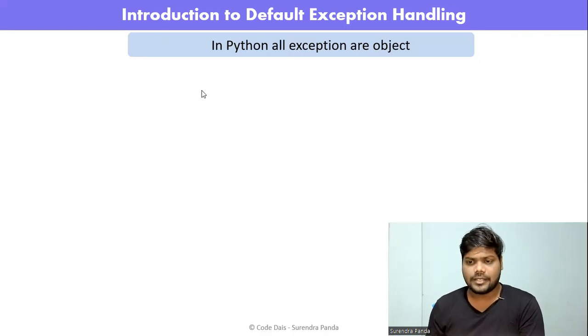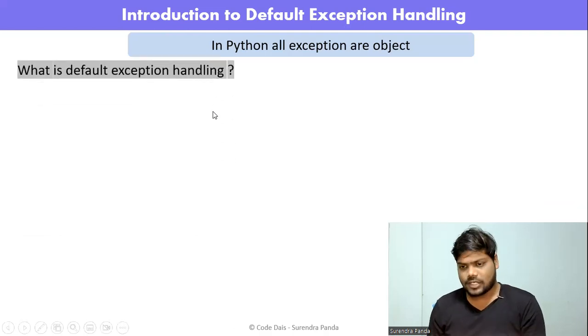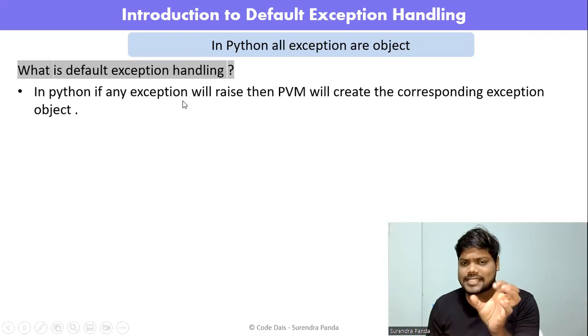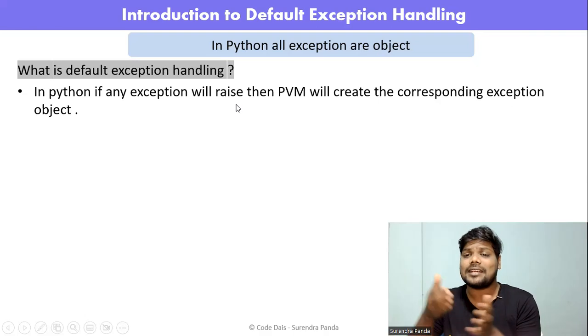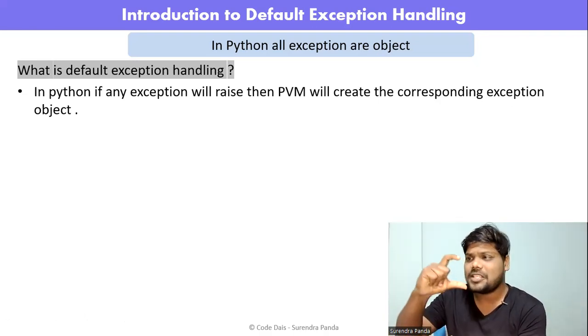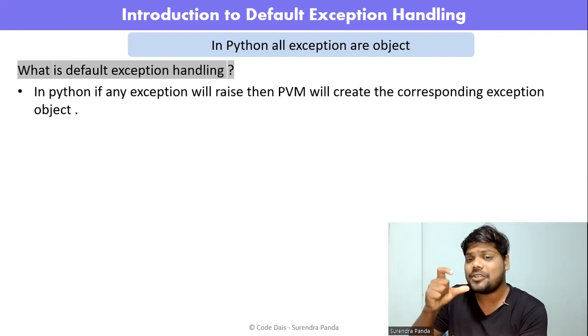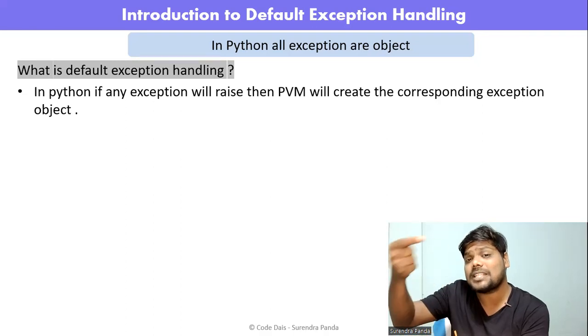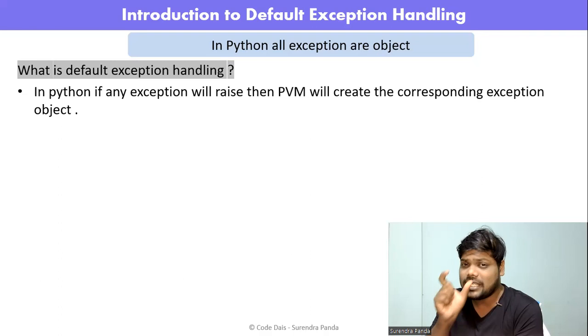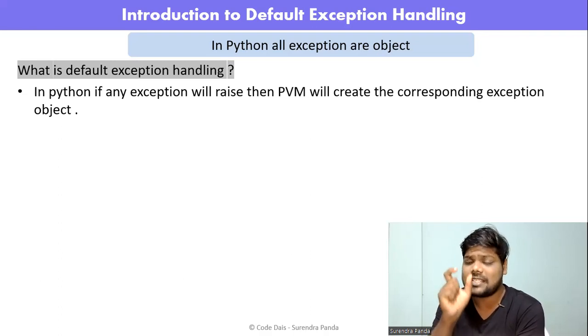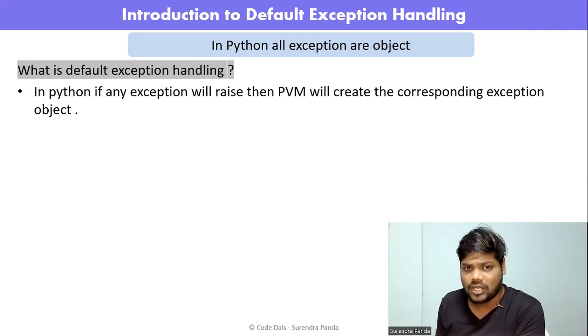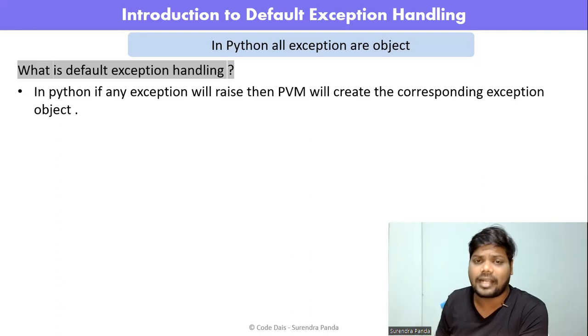Observe very carefully here. What is the default exception handling? In Python, if any exception is raised, then the Python virtual machine will create the corresponding exception object. Suppose you create one program, A is equal to 10, B is equal to 0, A divided by B. Which exception will come? ZeroDivisionError. Then Python will create one object for the ZeroDivisionError class. Each and every exception is an object in Python, so the corresponding object will be created by the Python virtual machine.